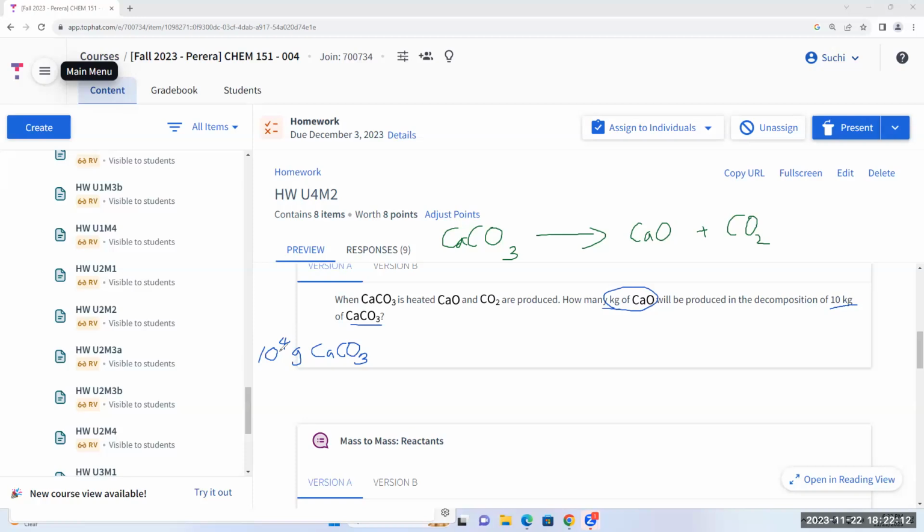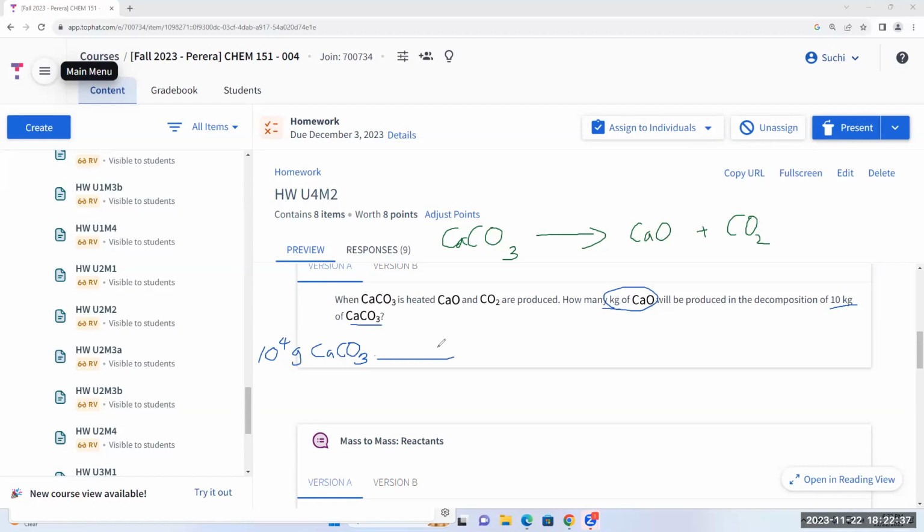So that is what is given to you. I wrote it in grams, that's all I did. Now, I don't want that. I want grams of calcium oxide, not grams of calcium carbonate, so I want to cancel it out. The only way to cancel it out is by dividing by the grams of calcium carbonate. So when you want to do that, you use the molar mass.